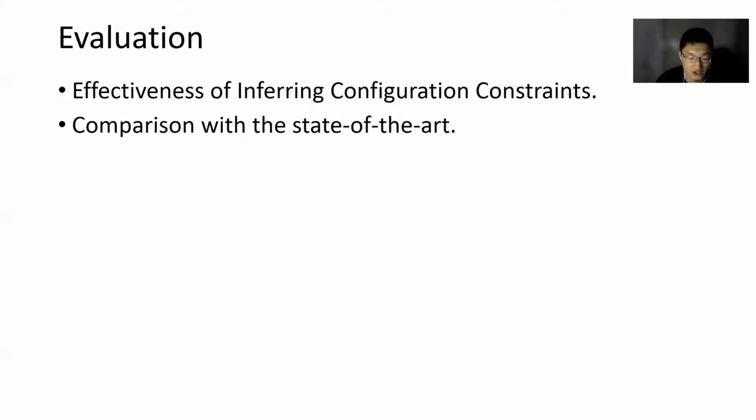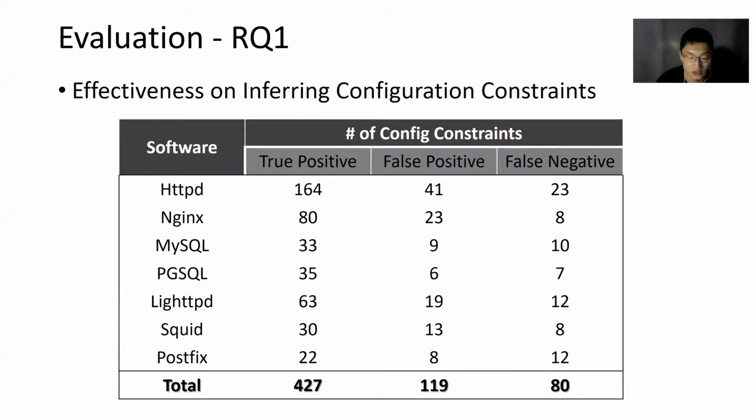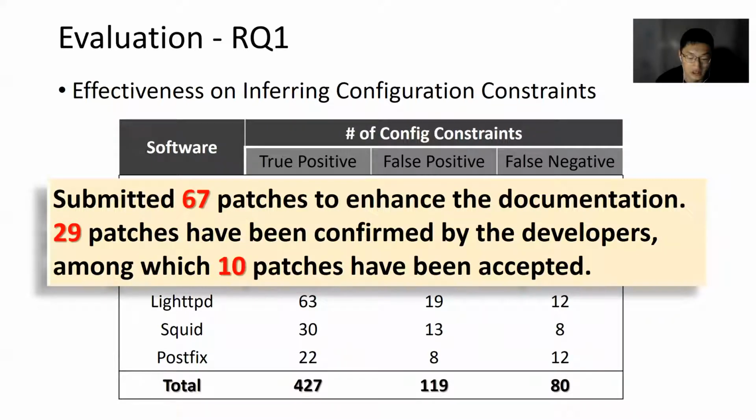To evaluate ConfInLog, we mainly answer two research questions: the effectiveness of ConfInLog on inferring configuration constraints, and how ConfInLog compares with the state-of-the-art methods. For research question 1, ConfInLog could infer 22 to 164 configuration constraints from log messages, with an average precision of 72.1%. Besides, based on the inferred constraints, we submitted 67 patches to enhance the documents. 29 patches have been confirmed by the developers, among which 10 patches have been accepted.